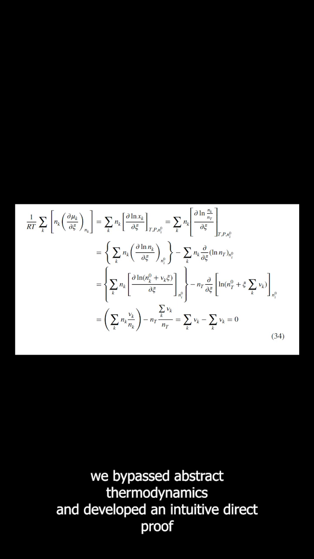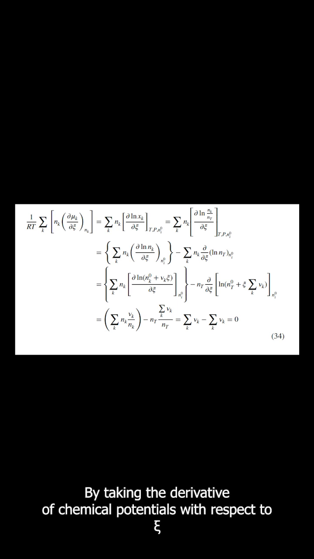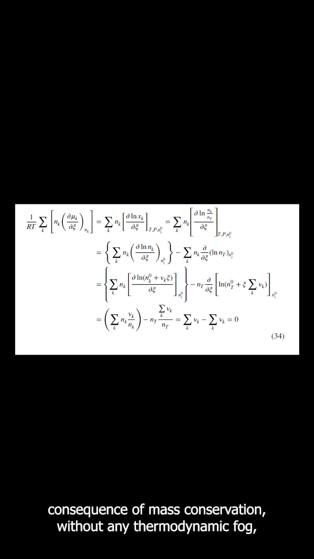The concentration-based intuitive proof, equation 34. To make this even clearer, we bypassed abstract thermodynamics and developed an intuitive, direct proof based on concentrations and mole fractions, inspired by our 2012 paper in the Journal of Mathematical Chemistry. By taking the derivative of chemical potentials with respect to Xi at constant T and P, we directly evaluated the sum of n_k d ln x_k. The sum simplifies directly to zero. This elegant, simple proof shows that the Gibbs-Duhem constraint is a direct mathematical consequence of mass conservation, without any thermodynamic fog.